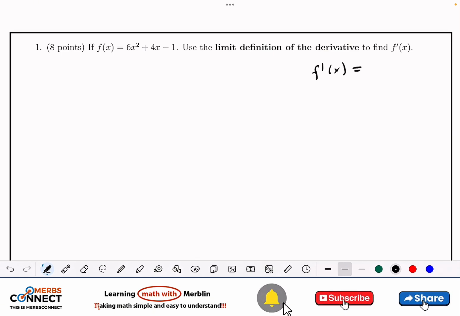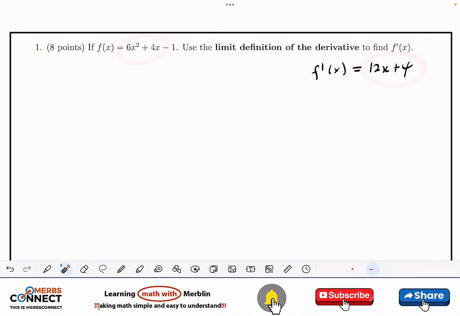So f prime is going to give us 12x plus 4. So when I differentiate, this is what I'm going to have. So this is what I'm working towards using the limit definition. If you do this, you are getting it to be 0 because this is using the limit definition. So now let's go to limit definition.